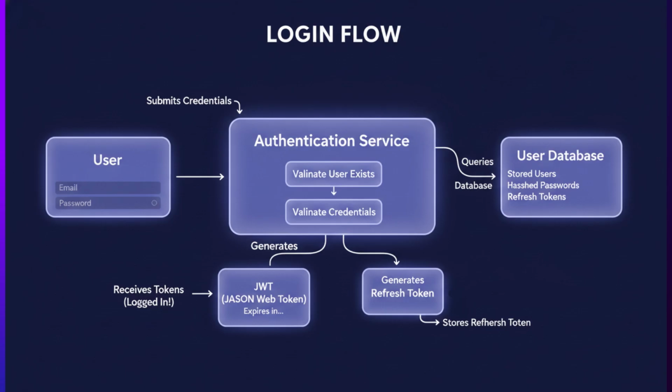Next, we're going to have a look at my Polar diagram for login flow. When a user logs in, the authentication service validates the user's credentials, typically by querying a database to check that the user exists and to validate their login credentials. A JWT and a refresh token are then issued. We hand back the JWT in a header, and we store the refresh token in a database.